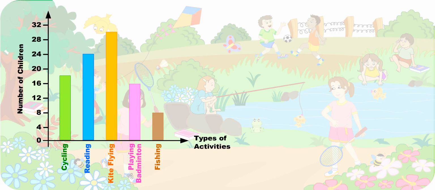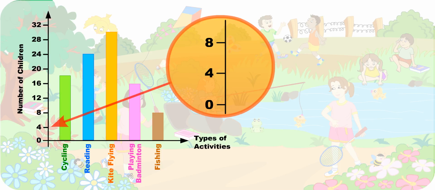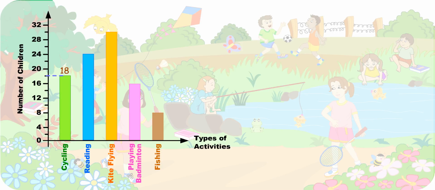We have to find the number of children for each of the activity and write its number above each of the vertical bars. We also noticed in this graph that each division represents 4 children, and when subdivided into 2 smaller divisions, each smaller division represents 2 children. Therefore, there are 18 children who are cycling, 24 children reading, 30 children flying kites, 16 children playing badminton, and 8 children fishing. Both of you are absolutely right.